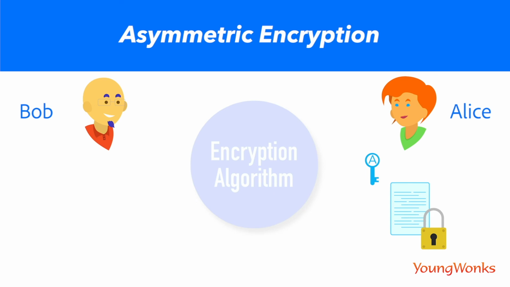Alice, upon receiving this message, can use her private key to decrypt this message and view its contents. Bob himself will not be able to access this message as he does not have access to Alice's private key.